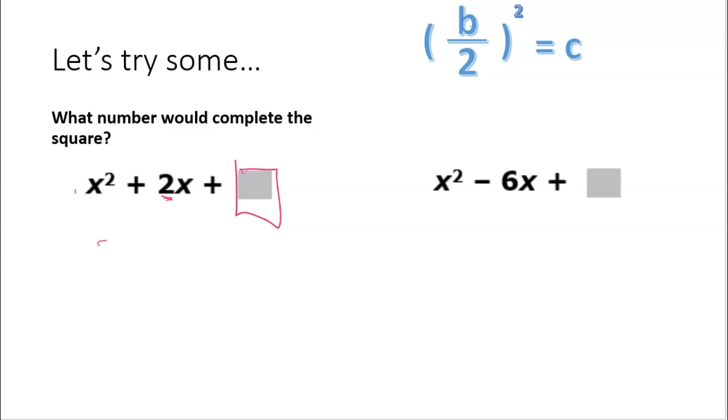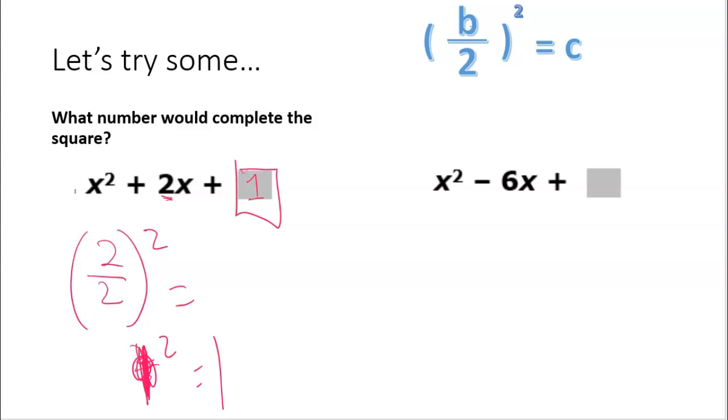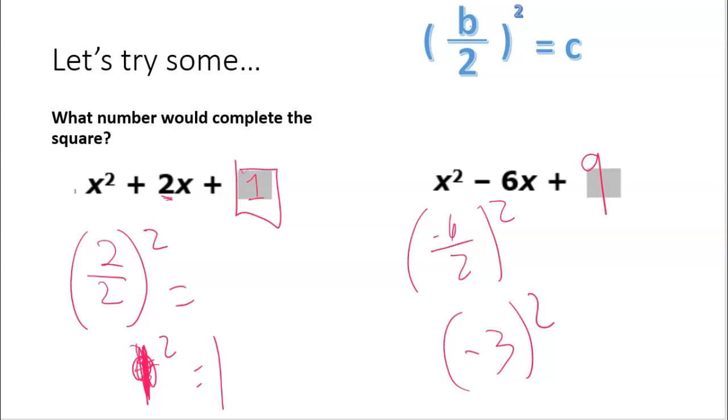Well, this b is 2. 2 divided by 2 squared equals 2 divided by 2 is 1. 1 squared is 1. b here is negative 6. So we have negative 6 divided by 2 squared. Negative 6 divided by 2 is negative 3 squared. Negative 3 times negative 3 is 9.